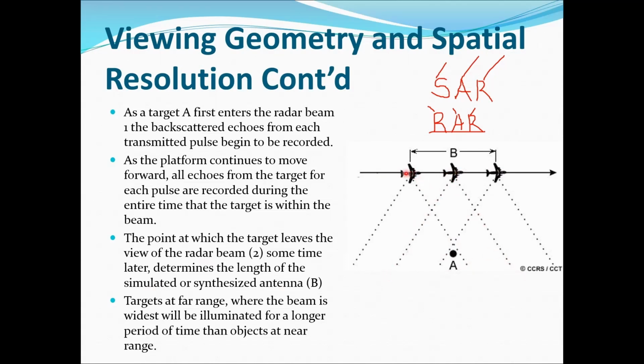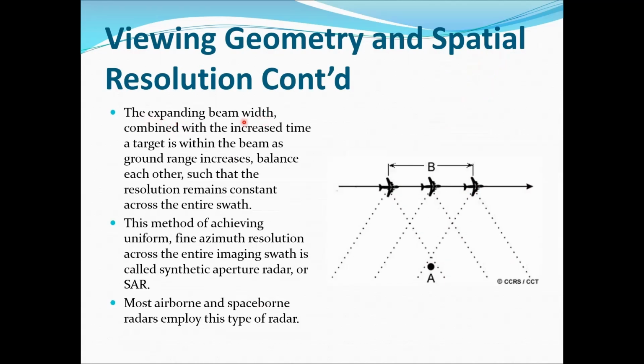But when you consider the plane moving here, then you process and you simulate an antenna, and if the antenna is this long, then you end up having a beam width which is this small. Expanding the beam width combined with the increased time a target is within the beam as the ground range increases, balances each other out such that the resolution remains constant across the entire swath.